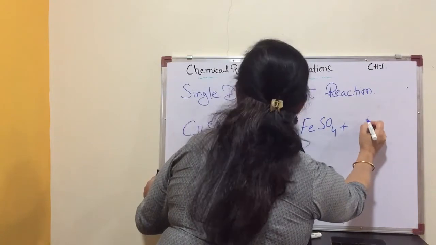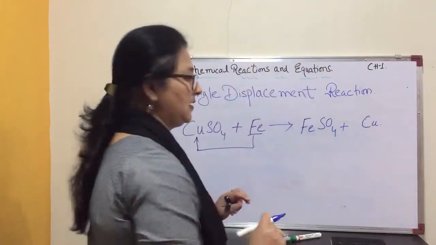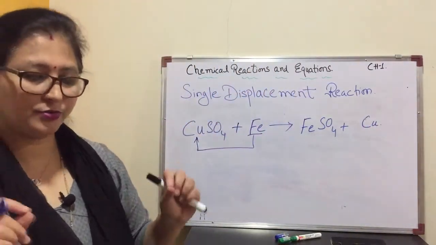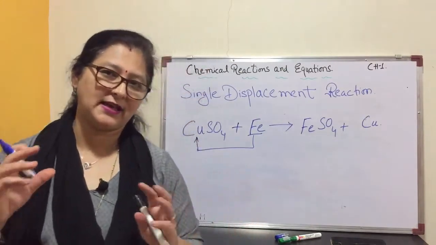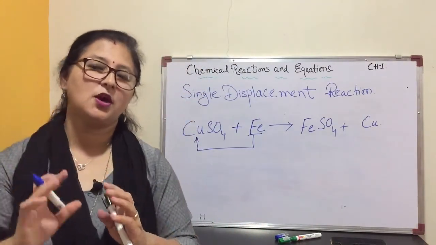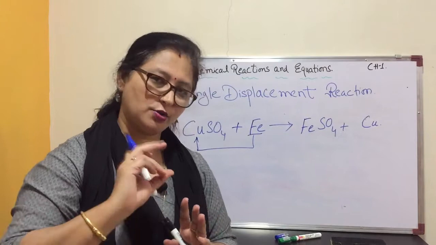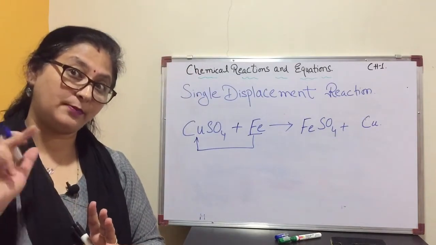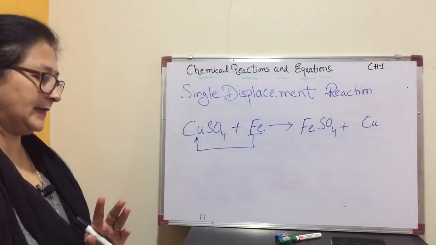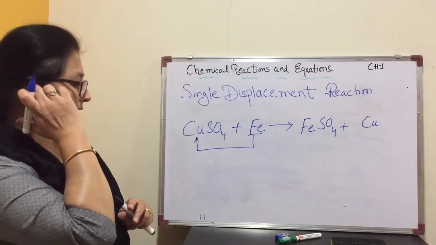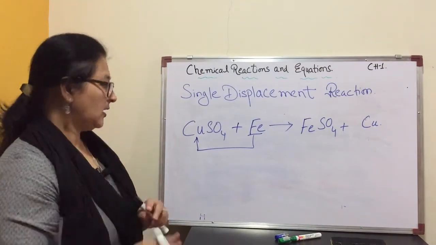plus copper metal. Now this copper metal, when you do the reaction, after some time you will see that this copper metal will get deposited on the iron nail. Okay, so the iron nail becomes brown because of the deposition of copper. Clear?